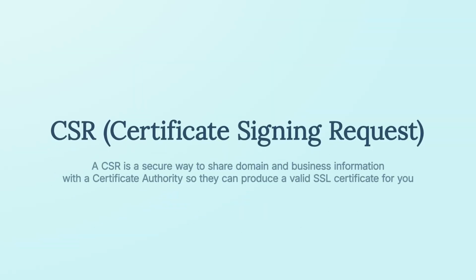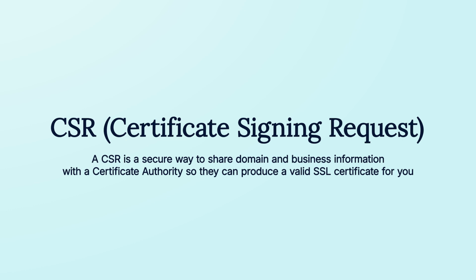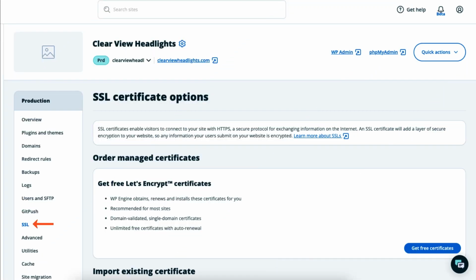The first step is to generate a CSR, or Certificate Signing Request. A CSR is a secure way to share domain and business information with a certificate authority so they can produce a valid SSL certificate for you. Here's how to do it. Scroll down toward the bottom of this page and click the Create CSR button.